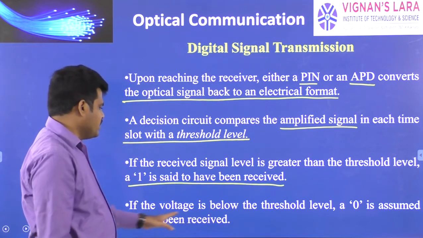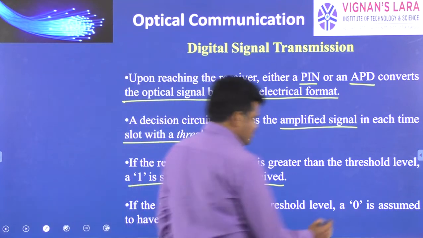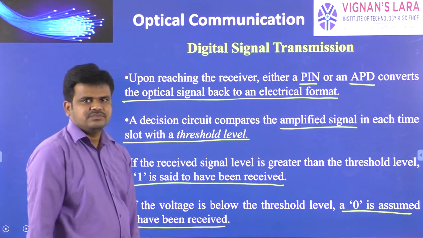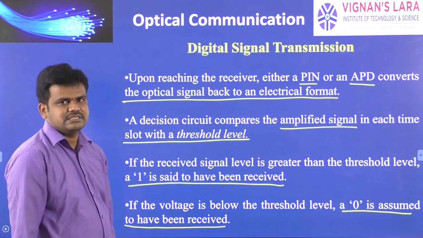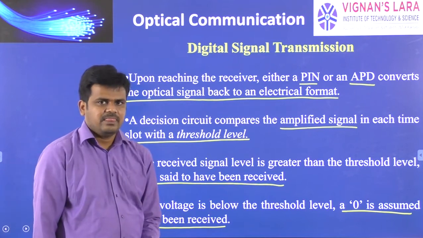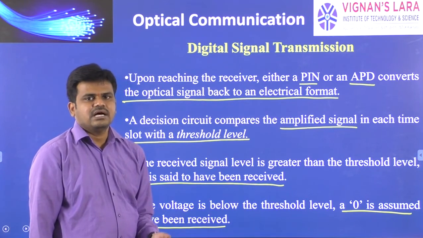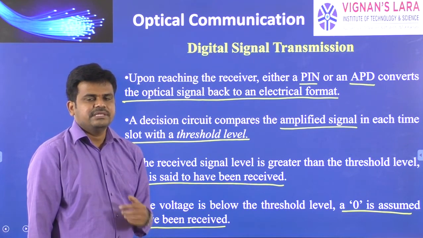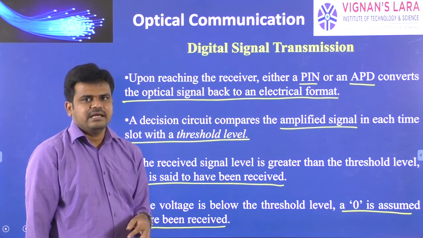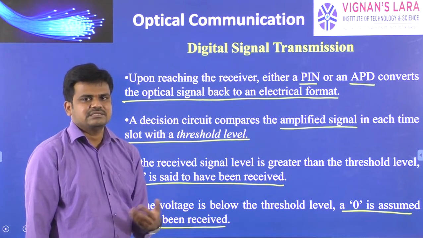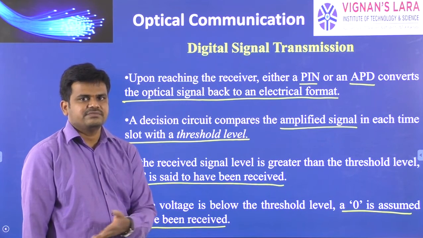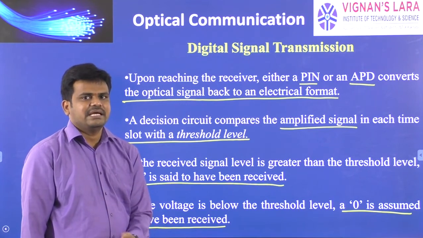If the voltage is below the threshold level, then logic 0 is assumed to be received. But there might be a confusion. When noise is added in the absence of light, the noise level may be misinterpreted as logic 1 or an information signal, which may lead to some errors.